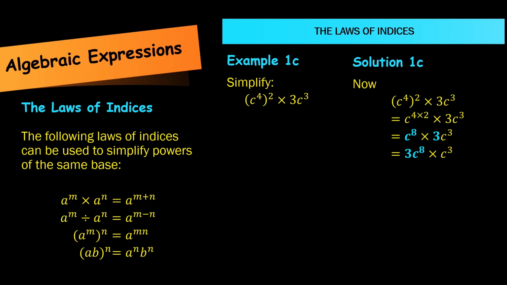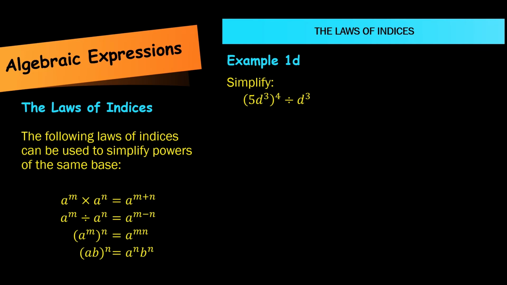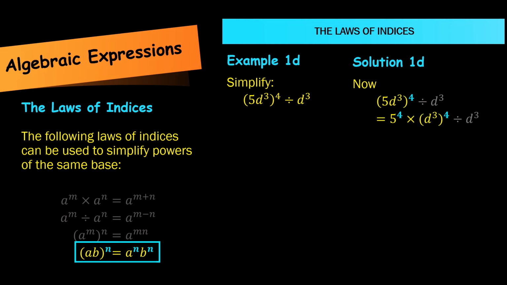Rearrange so that the figures are all at the front of the equation. In this case, this is only 3. Now use the highlighted law to simplify the rest of the equation to give us 3c to the power 11. We now attempt example 1d. Solve the first part of the equation using the law highlighted. So 5d cubed all raised to the power 4 equals 5 to the power 4 times d cubed to the power 4.